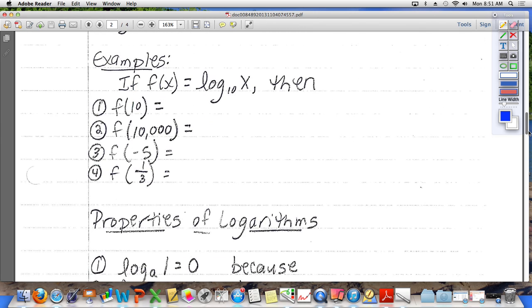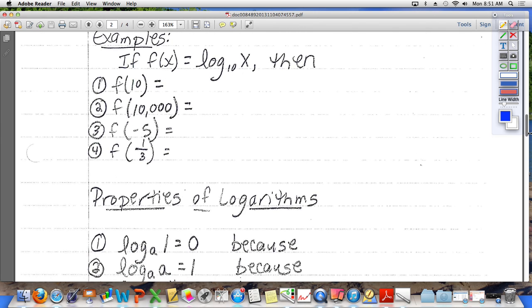Let's move on. If f of x is equal to log base 10 of x, then I want you guys to calculate each one of these things. This is not a big deal. The reason it's not a big deal is because these things are all base 10. Enjoy them for a few moments because they will get harder. Not horribly hard, but they will get harder.